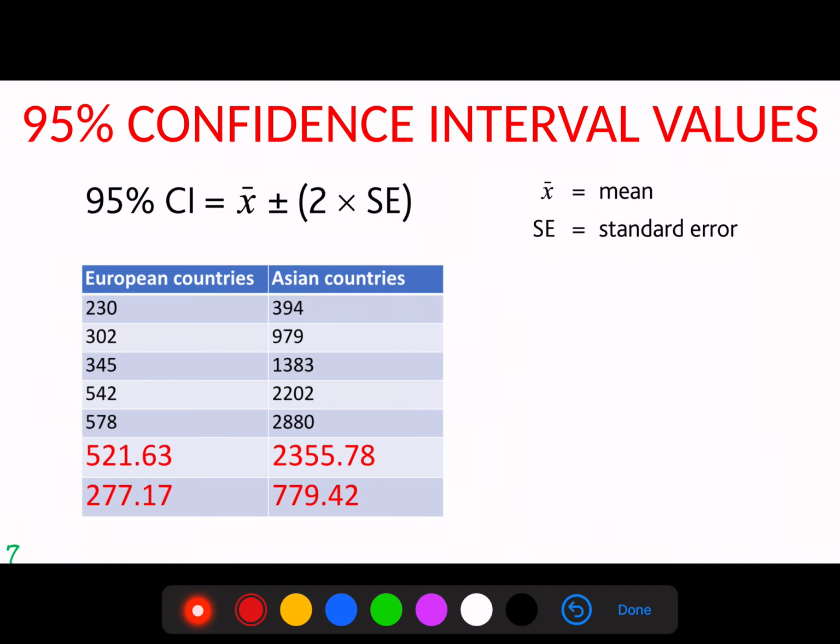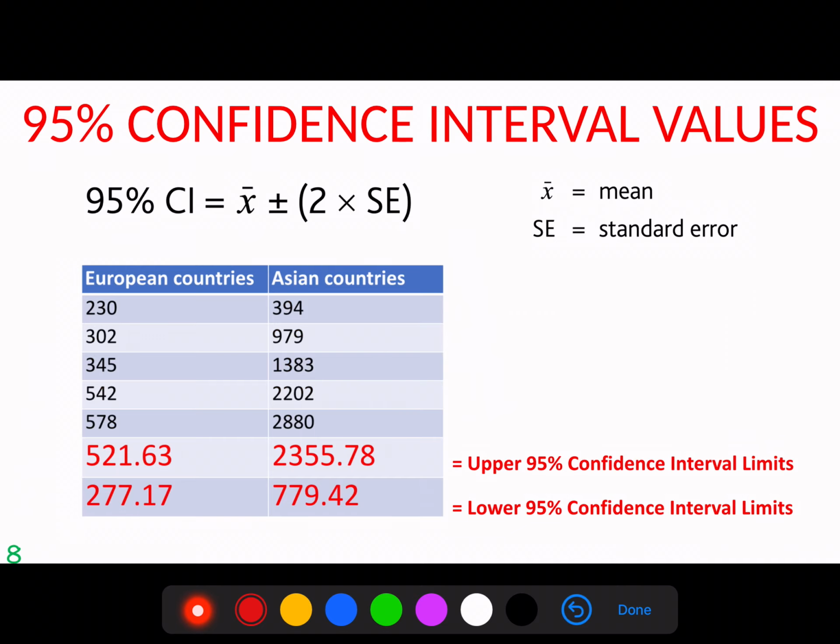Okay. Now, they have names. These 95% confidence interval values have names. They are the upper and the lower limits. So this is the upper limit for Europe, this is the upper limit for Asia, that's the lower limit for Europe, that's the lower limit for Asia.